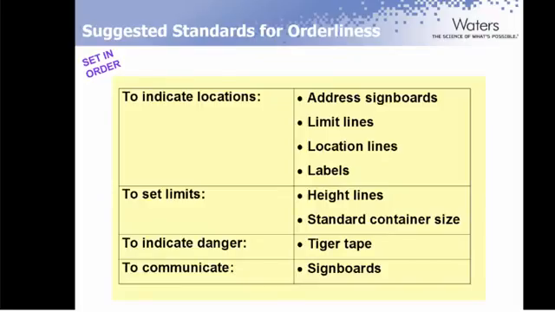When we talk about it, we want to indicate the locations where these things are. We want to use signboards. We want to use lines. We want to use location lines, labels. Again, we want to set the limits. How high, or what's the height line? And I have an example of a picture of a height line. What's a standard container? If it's danger, we use something like tiger tape to say, okay, this is a hazardous area, or there's a trip hazard here. Again, it's not just looking at your total work environment. If there are trip hazards or stuff like that, you want to call these out so that everybody understands what's going on. And then you want to communicate using signboards.